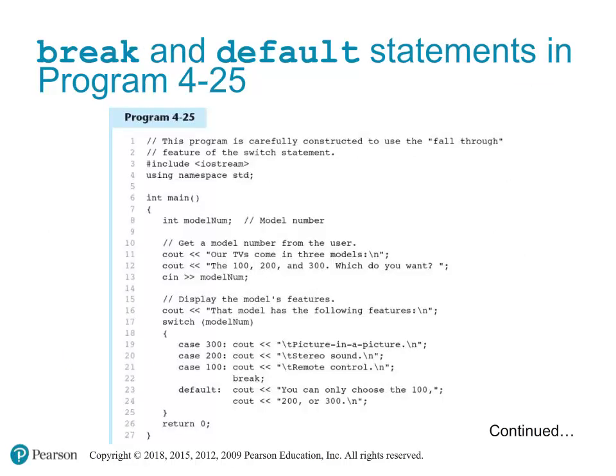This program demonstrates the fall-through feature of the switch statement, where execution continues from one case to the next unless interrupted by a break statement. So the program prompts the user to enter a TV model number: 100, 200, or 300. The switch statement evaluates the variable model num.